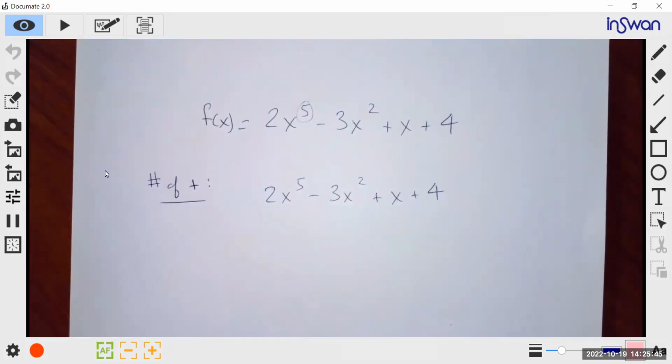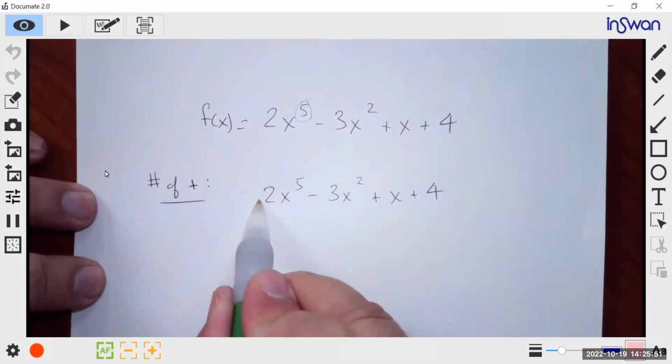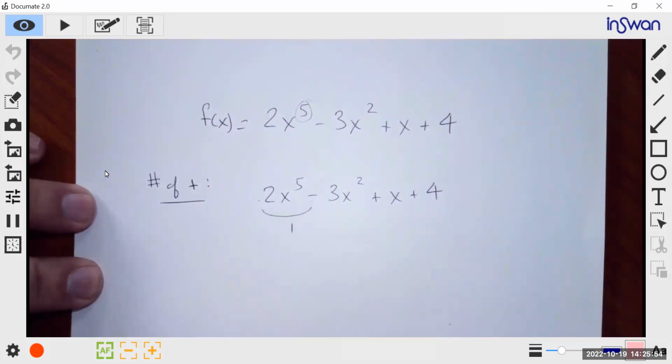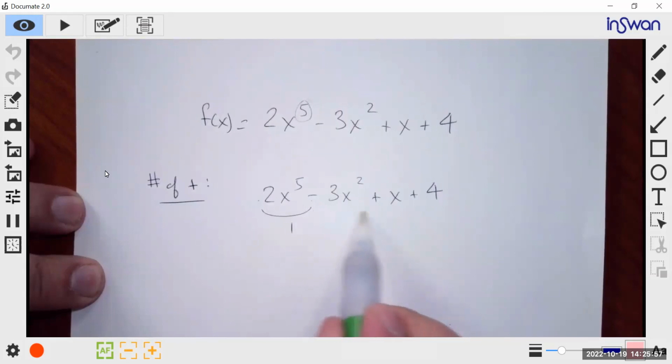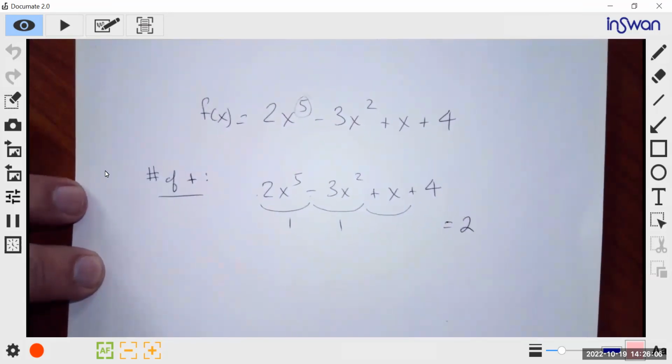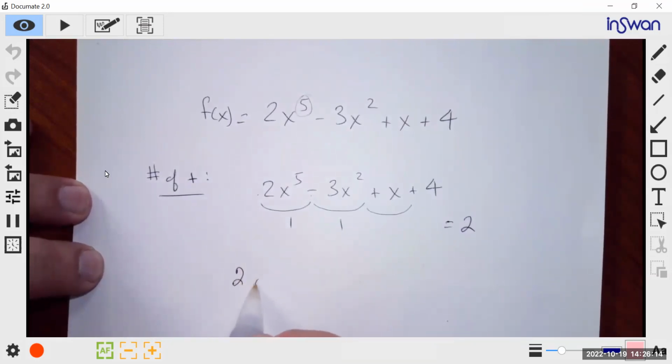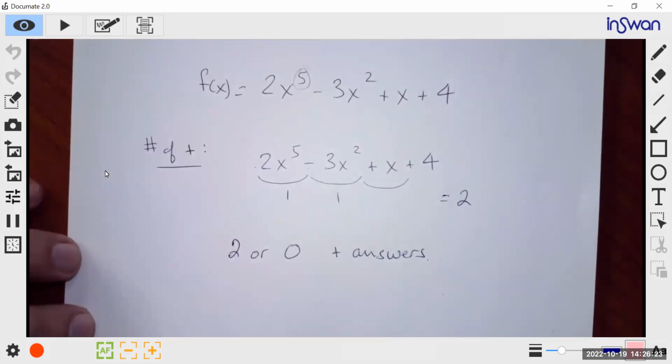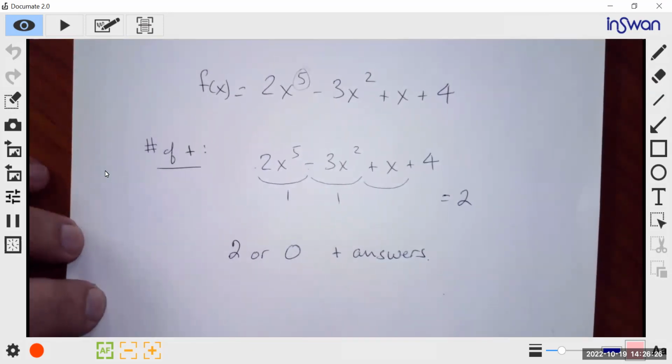What you're looking for is the number of sign changes. So this one's positive, that's a negative. That's one sign change. From negative to positive, is that a sign change? Another sign change. Positive to positive? No. So we have 2 sign changes, which means we can have either 2 or 0 positive answers. And I'll tell you why in a second, why it's 2 or 0.